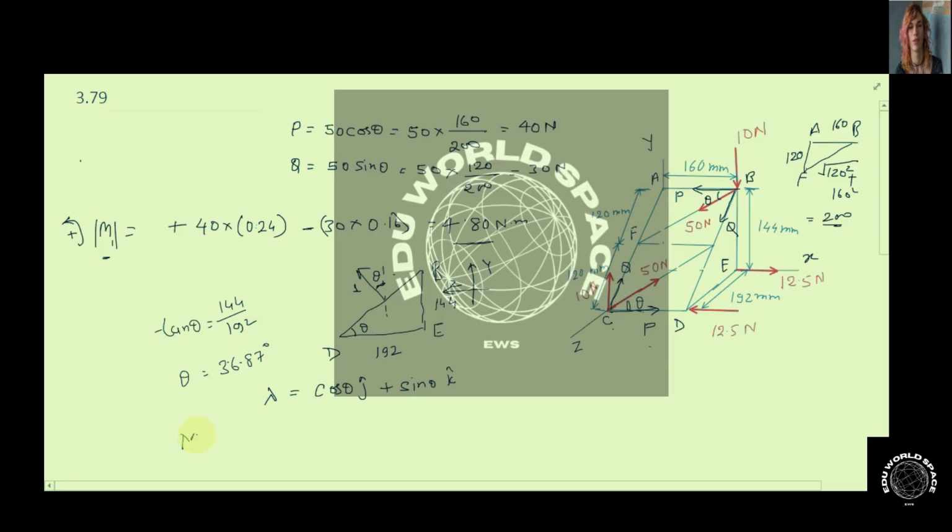So we can write the M1 vector as magnitude, we have already calculated, 4.8 multiplied by the unit vector that we have calculated here, that is cos theta j cap plus sin theta k cap. Now theta we have already found here, so we can put this value of theta. So it comes out to be 3.84 j cap plus 2.88 k cap.